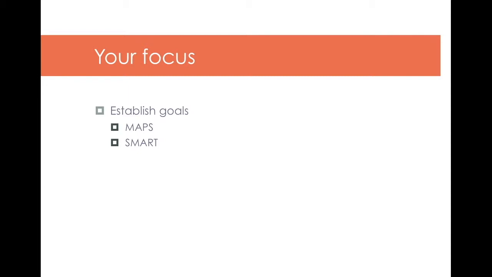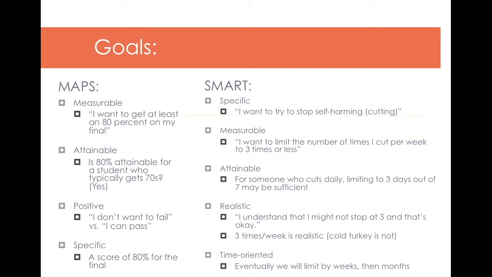And there are actually two types of goals that we have, MAPS goals and SMART goals, and we're going to go into detail with both of these. So as I mentioned earlier, we've got MAPS goals and SMART goals. MAPS stands for measurable, attainable, positive, and specific, and then SMART stands for specific, measurable, attainable, realistic, and time-oriented. So they're both really similar. The only difference is SMART goals contains that aspect of time.